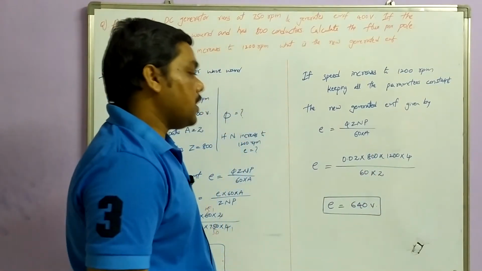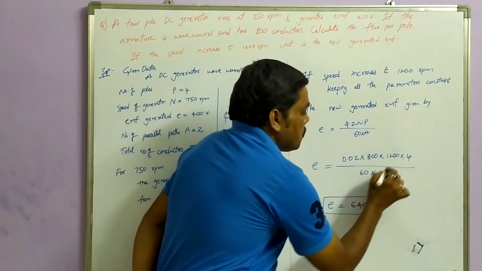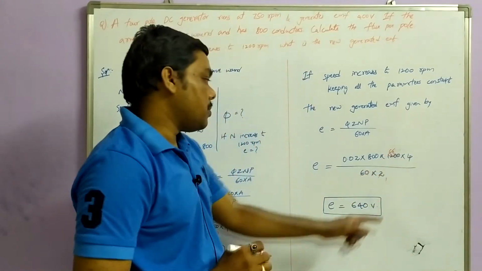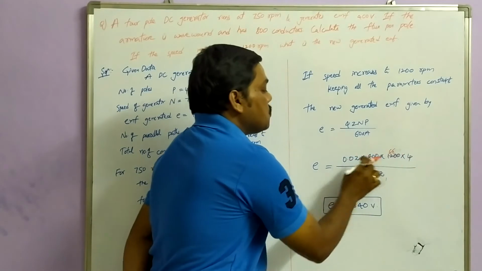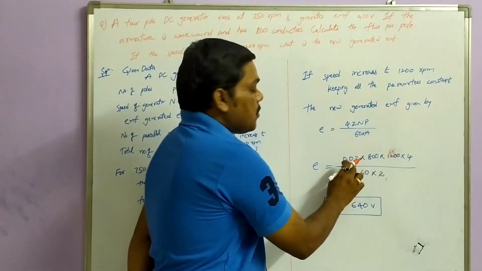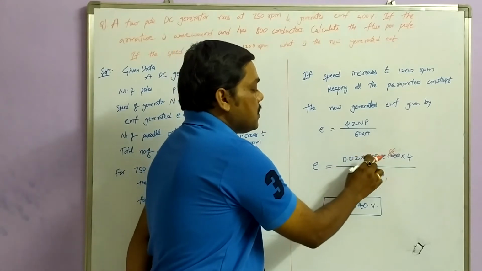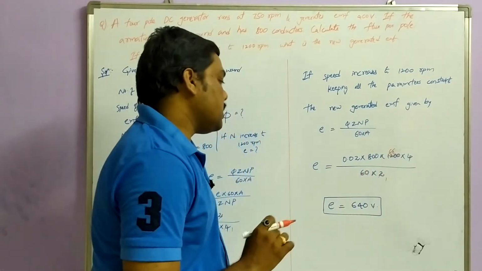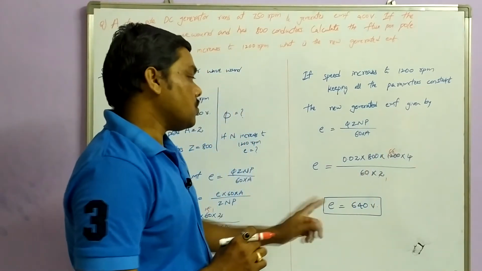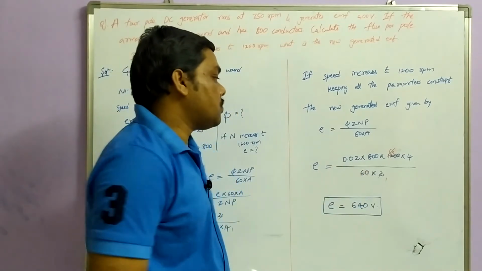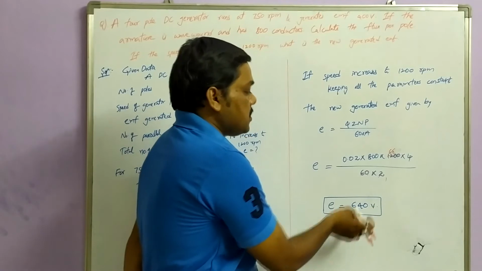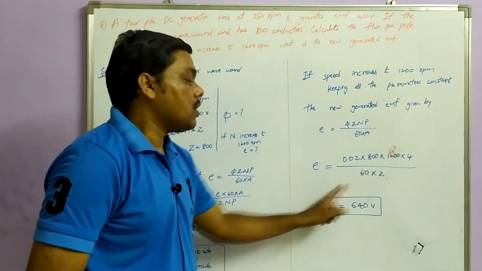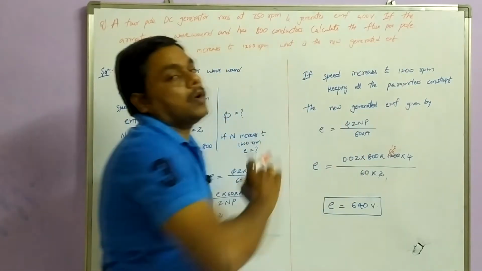So you observe here we have 60 and 1200, so the 60 gets cancelled. The remaining terms are 800 into 4 into 0.2. The zeros and the two digits after the decimal get cancelled. 8 into 2 is 16, and 16 into 4... so how much are you getting? 640. So this much EMF will be induced. So you get 640 volts at 1200 rpm.